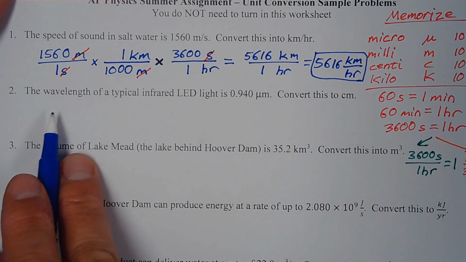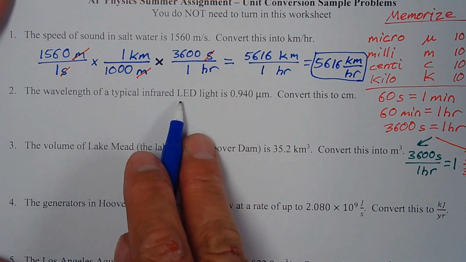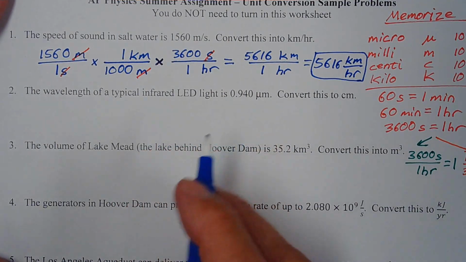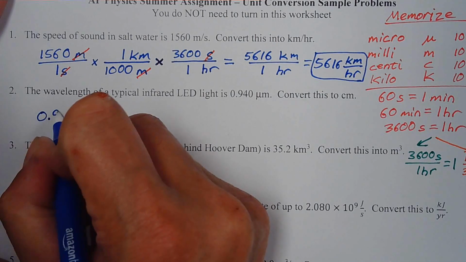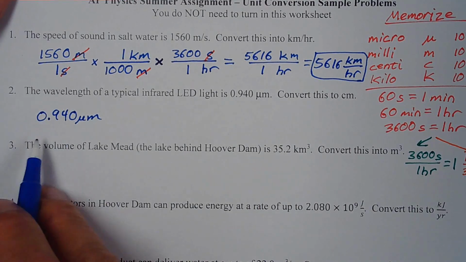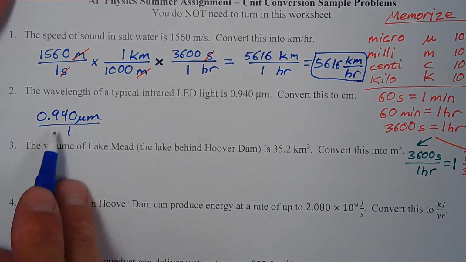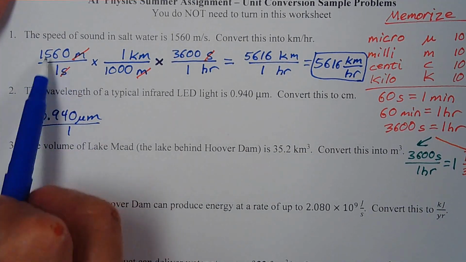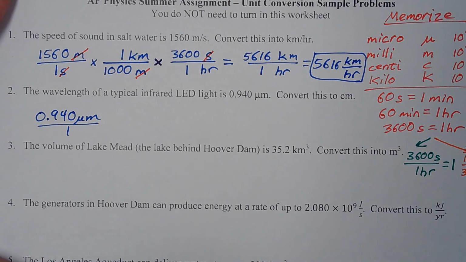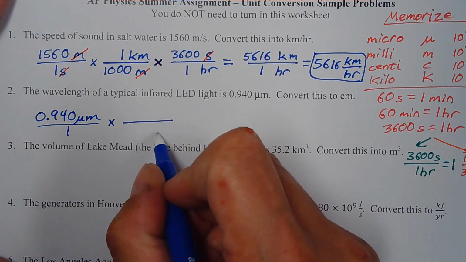Basically the same approach, except it's actually even simpler for problem number 2, wavelength of light of infrared LED light. Wavelength of a typical infrared LED light is 0.940 micrometers. Okay, so 0.940 microns or micrometers. You could, if you prefer, put a unitless 1 on the bottom here. You don't have to. If you just kind of get in the pattern of starting with a fraction, fine. Make it a fraction by putting it over 1. But you don't have to. So we need to get rid of the micrometers. So the next thing we multiply needs to have micrometers on the bottom.